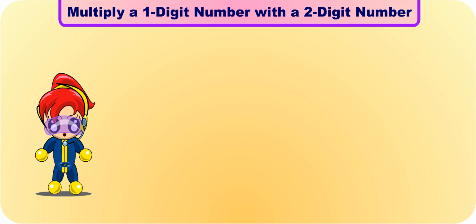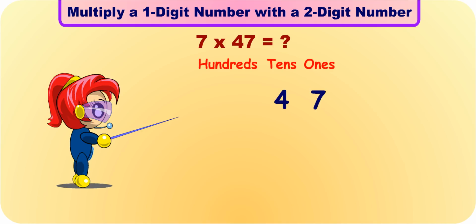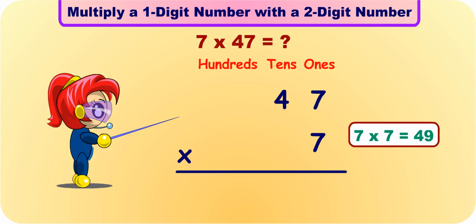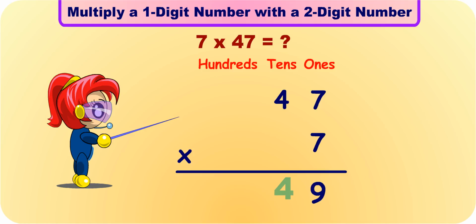Here is a question for you to try. First, I place the bigger number above the smaller number. Then, I multiply the ones by 7. 7 ones multiplied by 7 is 49 ones. 49 ones is equal to 4 tens and 9 ones. I write 9 in the ones place and carry over 4 tens to the tens place. I write 4 above the 4 tens.